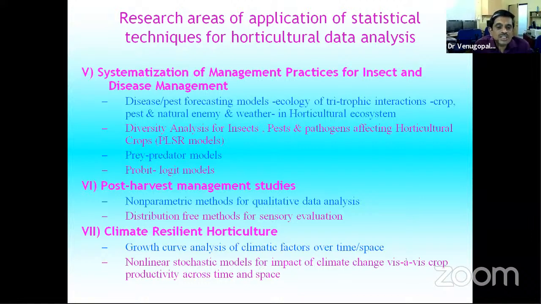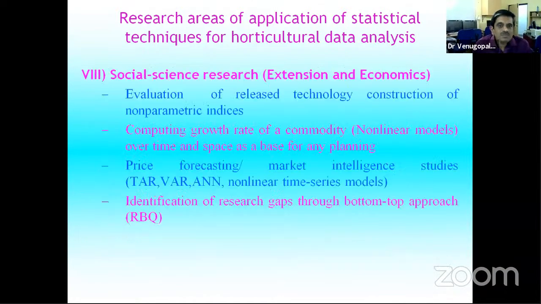Then another important area in post-harvest technologies is osmotic dehydration study. For this, the response surface model could be used to identify the best combination of factors which can determine the osmotic dehydrated product. Then coming to the climate resilient horticulture crops, already I have discussed how these artificial neural network models could be useful to capture the inherent nonlinearity of climatic factors from one stage to another stage.